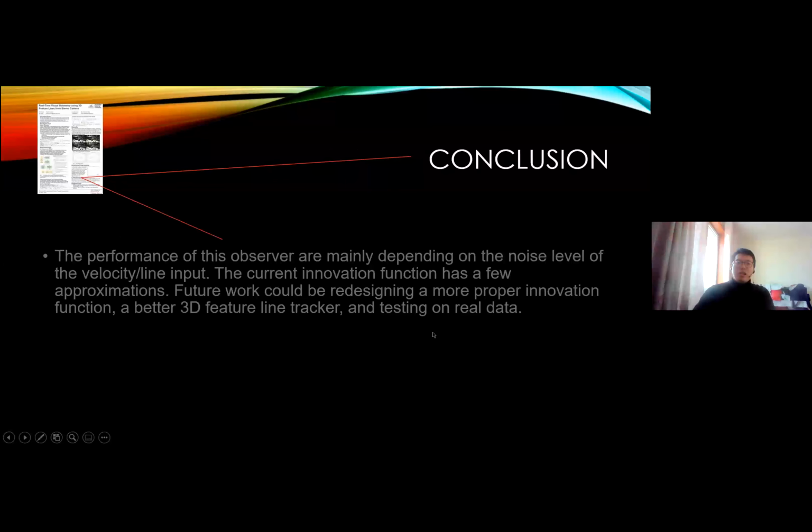As a conclusion, the performance of this observer mainly depends on the noise level of the velocity or the light input. The current innovation function has a few approximations, and future work will be redesigning a more proper innovation function, a better 3D feature light tracker, and testing on real data. The plan for testing on real data could be either using a data set from online, like the EuRoC data set, or building the algorithm on an embedded system with an IMU to measure the velocity.